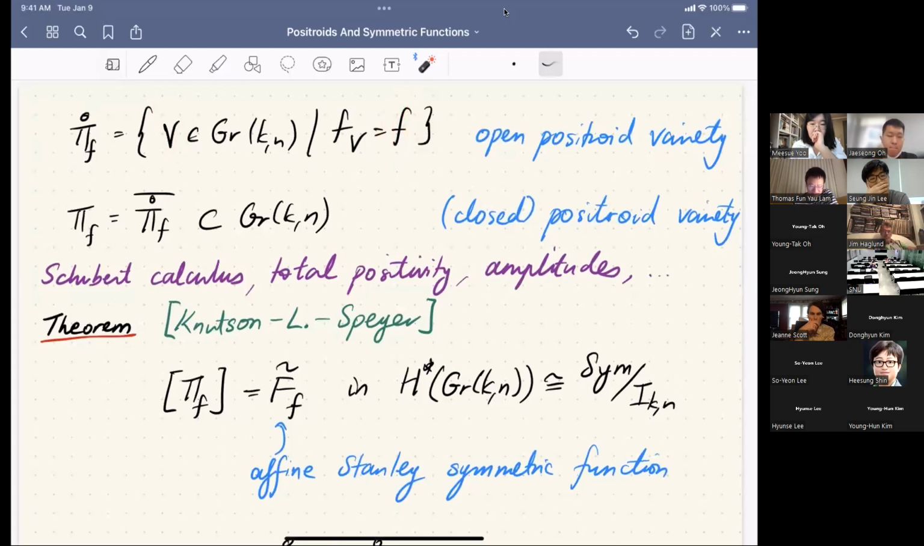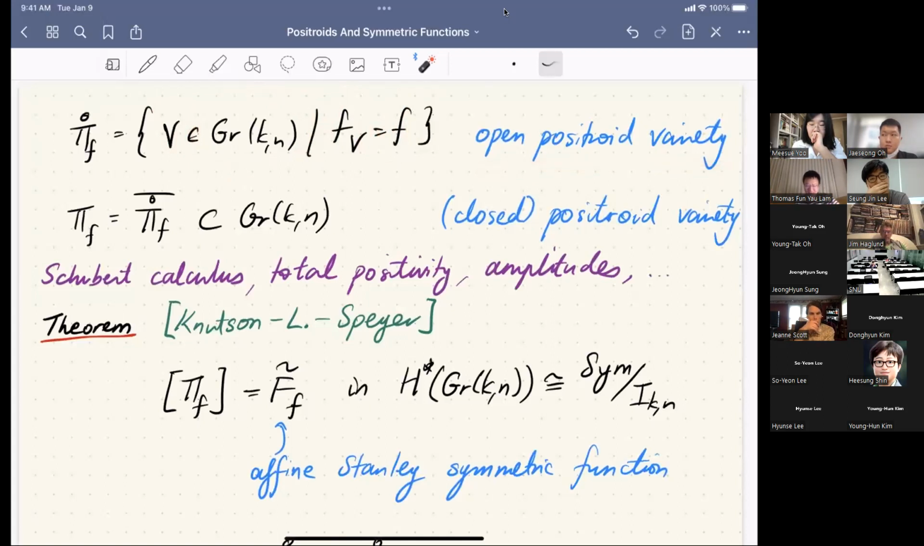So I think of the Grassmannian as the collection of full rank k by n matrices, modulo row operations, etc. So if you give me a point in the Grassmannian, I ask what is its F, and I just take all the points with the same F. And that's the open positroid variety.